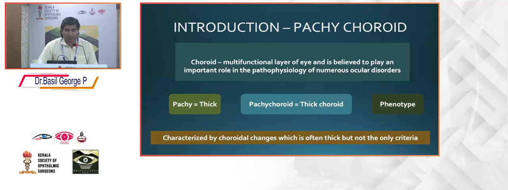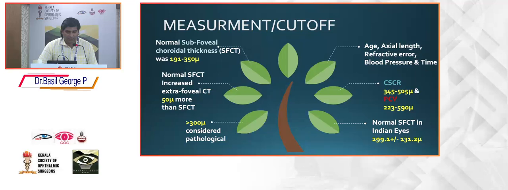The term pachychoroid has been used to describe an abnormal and permanent increase in the choroidal thickness. Pachy means thick, so pachychoroid means thick choroid, but this is not the only criterion. The normal subfoveal choroidal thickness is about 191 to 350 microns, but it increases with age, axial length, and refractive error. More than 300 microns is considered pathological, and it's seen in conditions such as central serous chorioretinopathy and polypoidal choroidal vasculopathy.